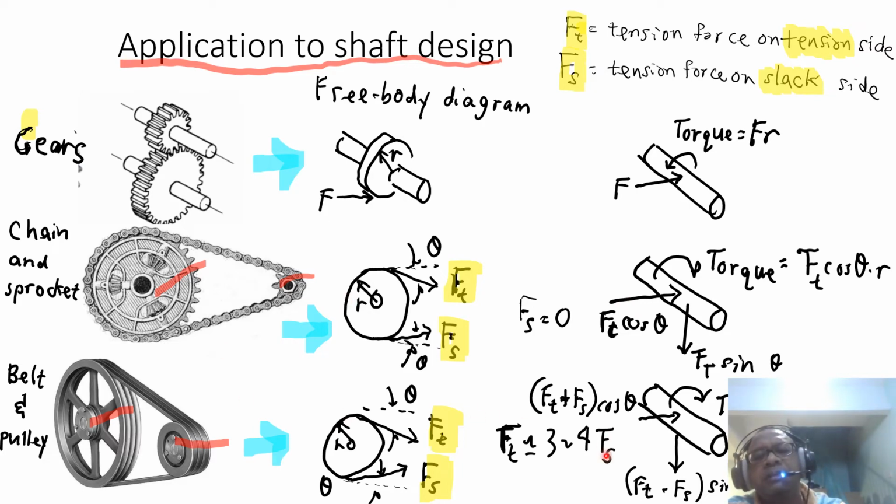Similarly with the belt, I think the only difference is on the horizontal side, you have to add up the tension and the slack side force, Ft plus Fs, and on the vertical side, you just take Ft minus Fs. This is sine theta, this is cos theta. So there are a lot of assumptions here. This is just an introduction so that you know how to apply your stress transformation to the shaft. Okay, so let's move on.